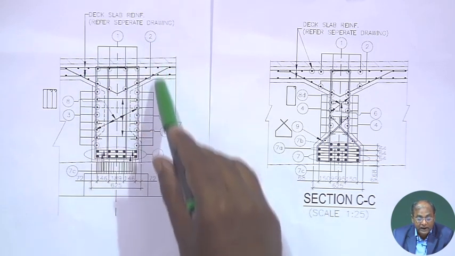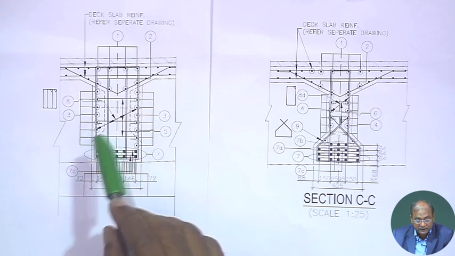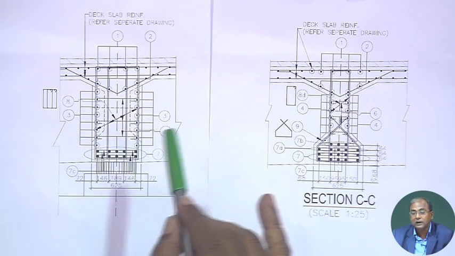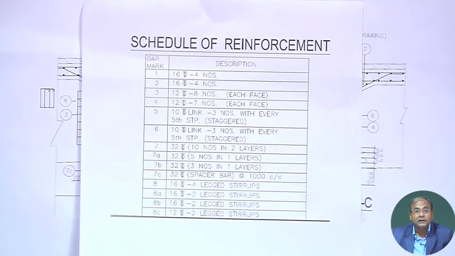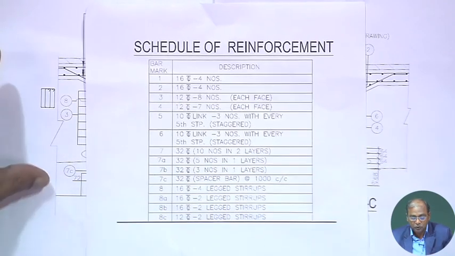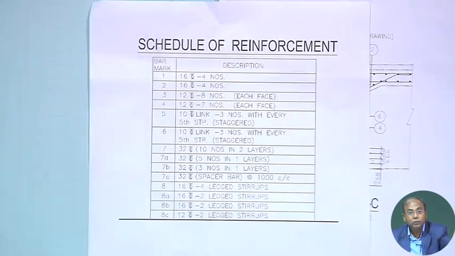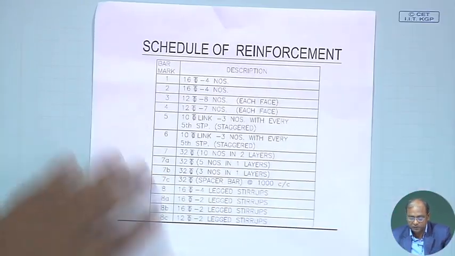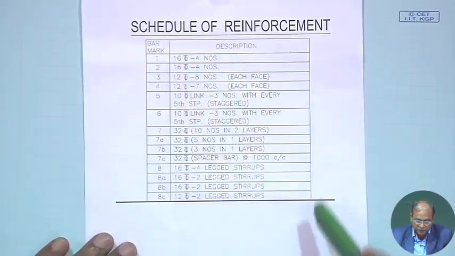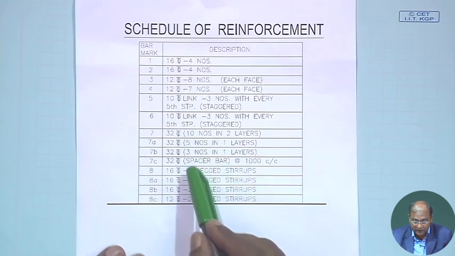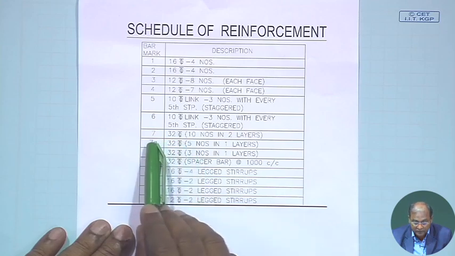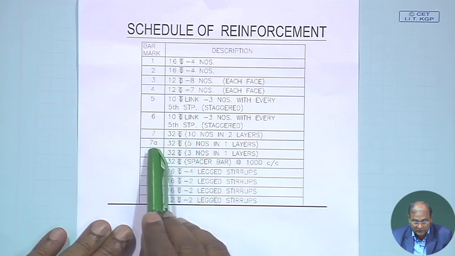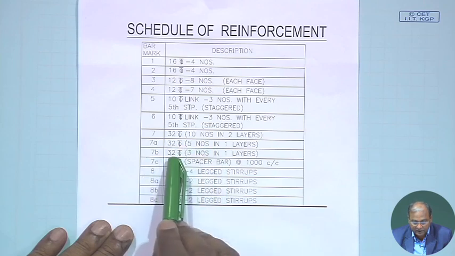Now, where shall I get this information, what is number 1, number 2, number 3? Those things we get here, in what is called the schedule of reinforcement. For each of them there is the main reinforcement, so please be a little careful and attentive: 7A, 32 tor, 5 numbers; 7B, 32 tor, 3 numbers; 7C, 32 tor, spacer bar.